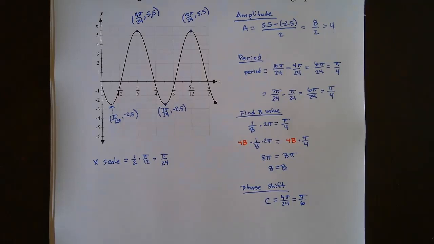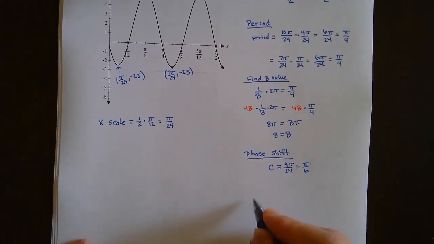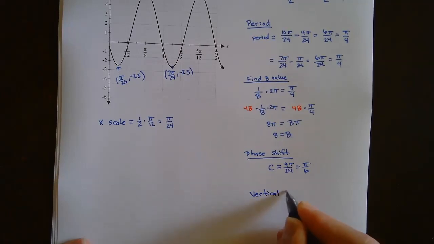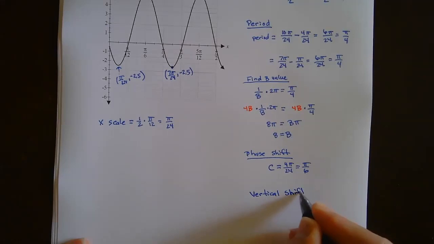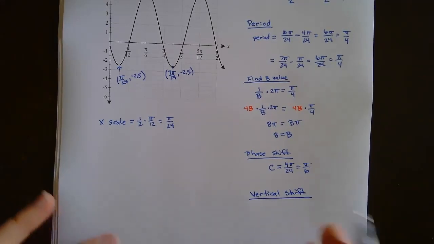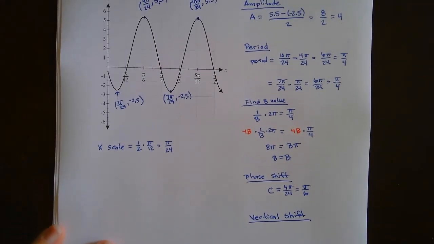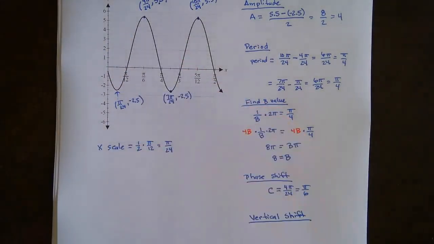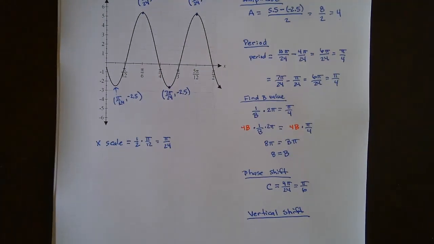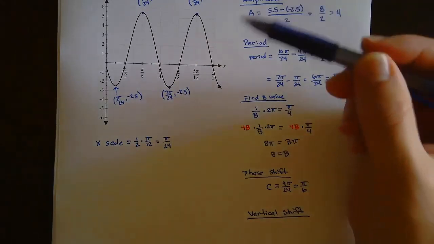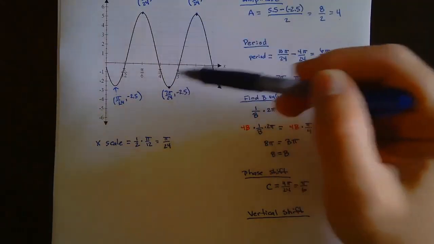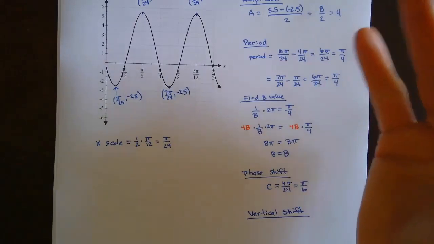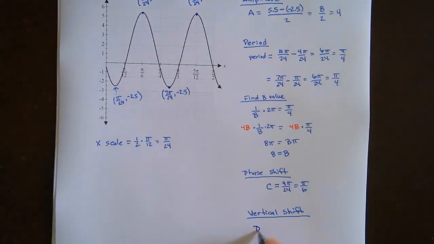And then we need to do the d value. That's the vertical shift. I can see it's been shifted up because more of the graph is above the x-axis than below. Normally it's balanced, the same amount above and the same amount below. So the vertical shift is right in the middle of the max and the min. How do I find the middle of the max and the min? You have to find the average, and that's your D.